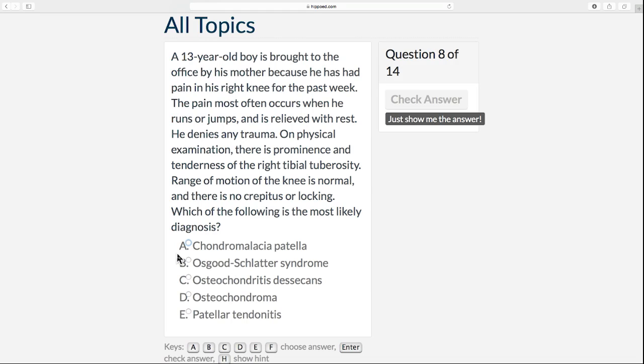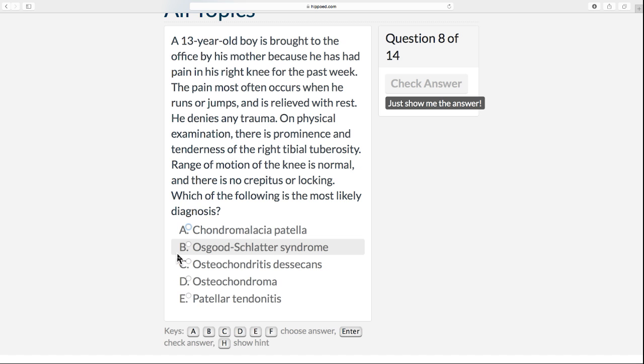Where's that right tibial tuberosity? Would you like to know where the right tibial tuberosity is? What you do is you take your patient and you just sort of take them like this and you poke right in here and you bang on it. That's where the tibial tuberosity is. You say, ow, ow, ow. That's what you're going to see. Is there tenderness there? Some tenderness.